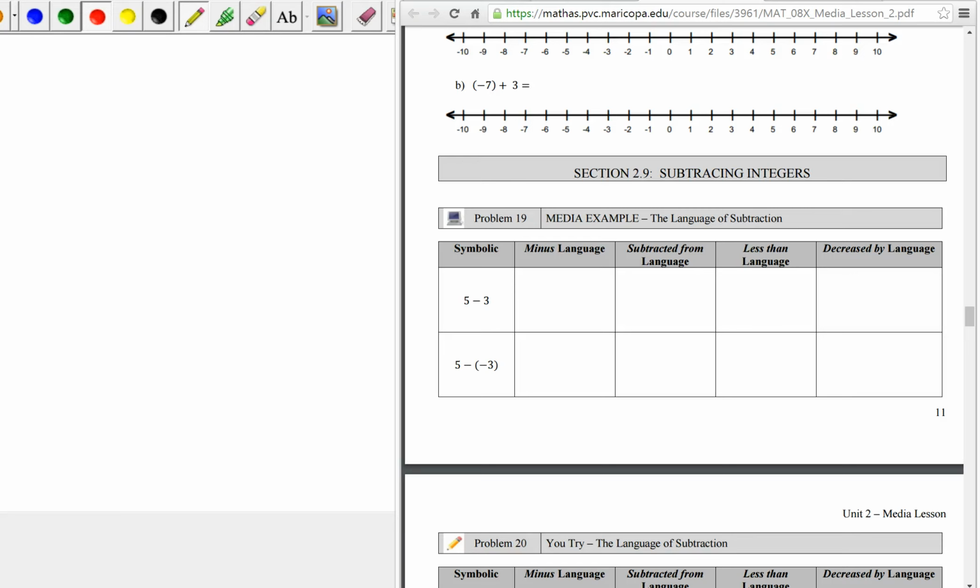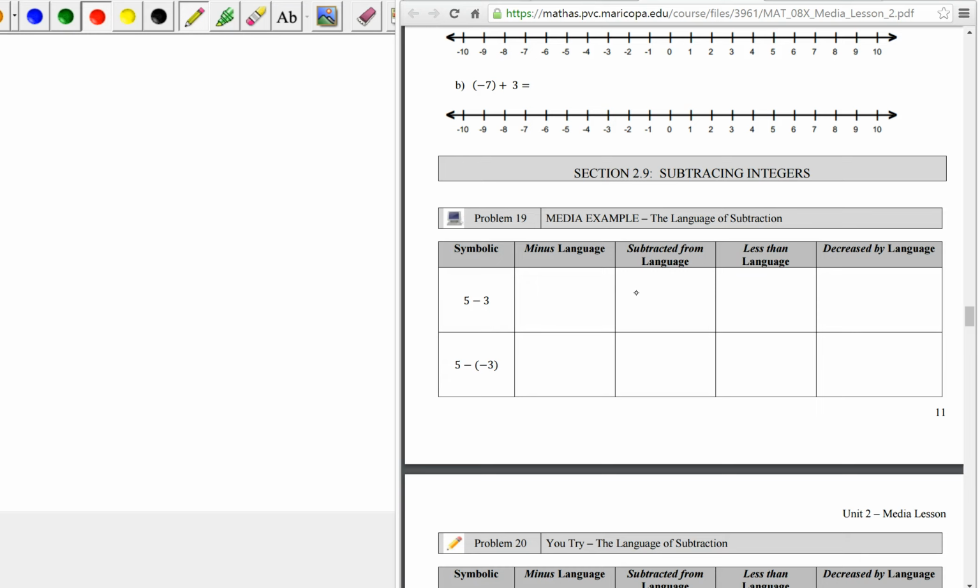In this video, we're going to look at section 2.9, subtracting integers. So first, notice we talk about the language of subtraction. There's a few different ways we speak of subtraction: minus language, subtraction from, less than, and decreased by. And since subtraction isn't commutative, and these sometimes reverse the order of the words, we really need students to be aware of this when we're talking about subtraction.